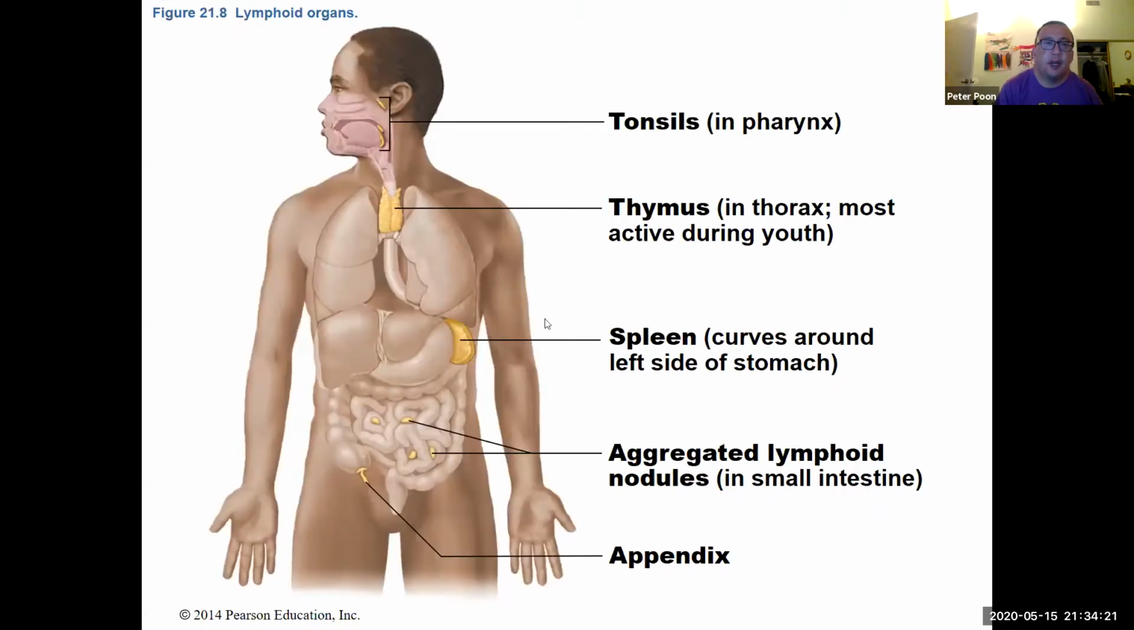So thymus here, bone marrow, you can see in this picture. The tonsils are here. The spleen is right here. The aggregated lymphoid nodules, or Peyer's patches, in the small intestine are right here. Your appendix is right there.